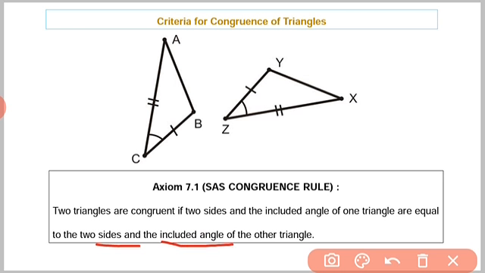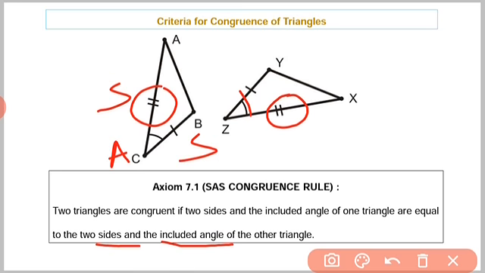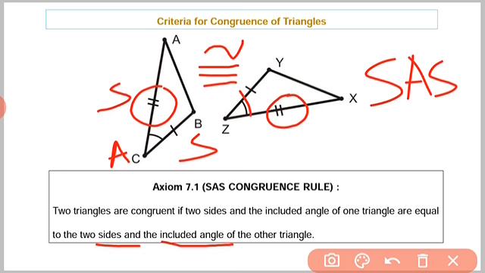That means this side is equal to XZ, whereas angle C is equal to angle Z, and BC is equal to YZ. So this is the angle included between two equal sides. So this is SAS. So these two triangles are congruent by SAS rule.